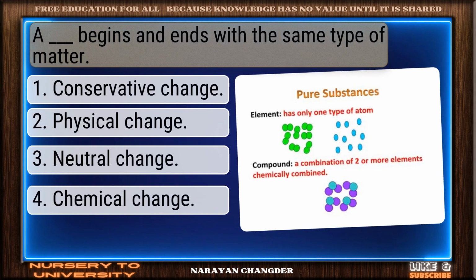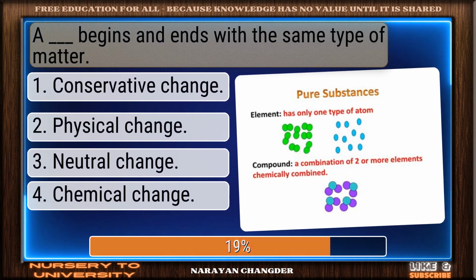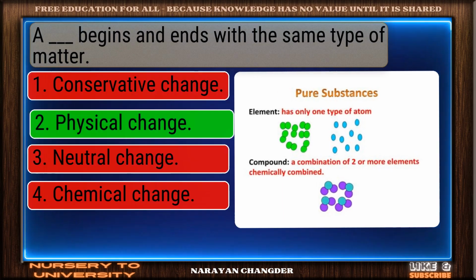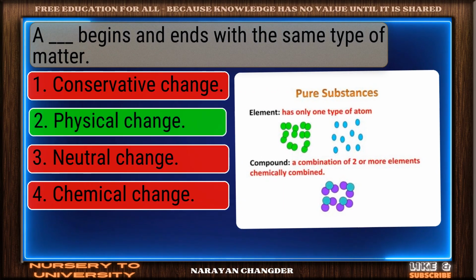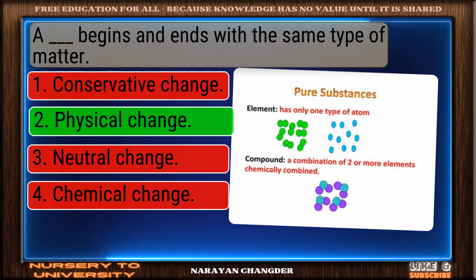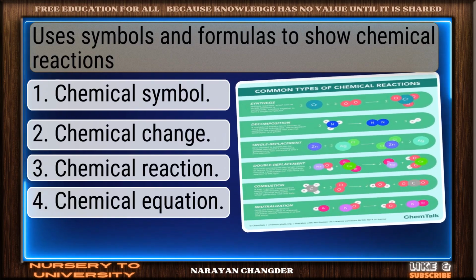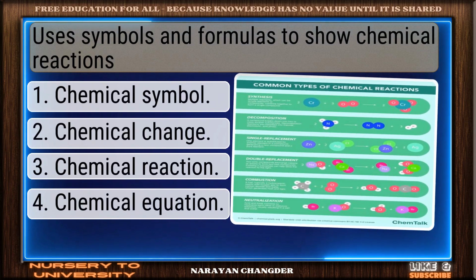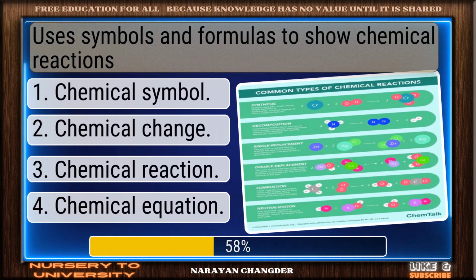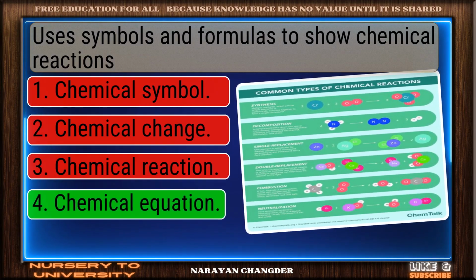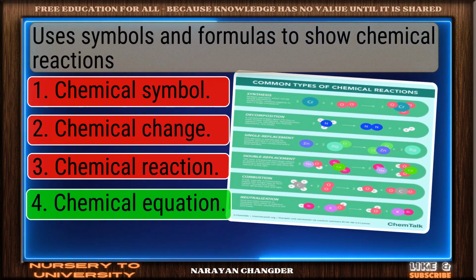A dash begins and ends with the same type of matter. Clear logic. Your choice, physical change, is sound and 100% true. Uses symbols and formulas to show chemical reactions. Valid point. Chemical equation is true.